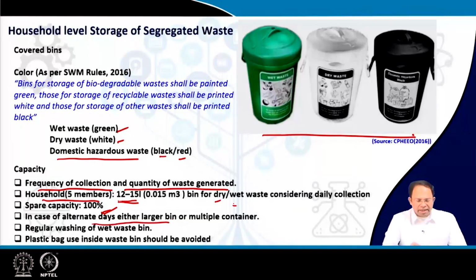In case of alternate days, that is, if the frequency of collection is every other day, either I can go for a larger bin or we can go for multiple containers. That means I can have a large container for green waste which holds twice the capacity, or we can go for 2 containers of the same capacity of 12 to 15 liters. That can also happen for the dry waste as well. And regular washing of the wet waste bin. For the wet waste part, that is the biodegradable part, we should regularly clean the container, because otherwise it will smell or create unhealthy conditions.